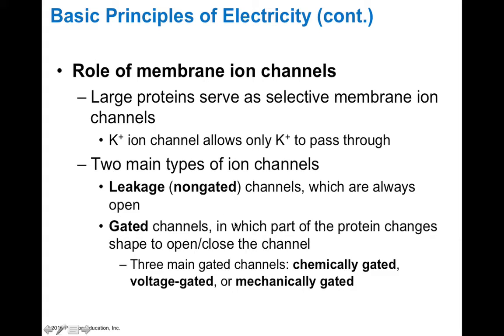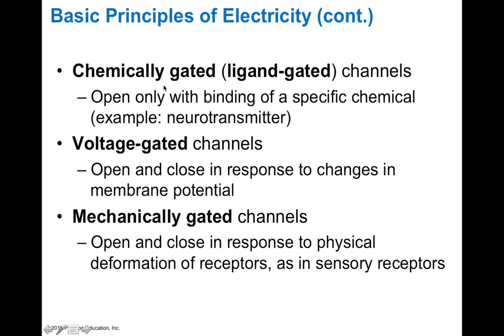And gated channels are conditionally open. These might be chemically gated, voltage gated, or even mechanically gated, which means that due to a change in a condition or state, like a chemical or a change in voltage or even mechanical stimuli, can open up these channels. Now, chemically gated channels are things like ligand gated channels, which open only when a specific molecule, like a neurotransmitter, binds to this receptor channel.